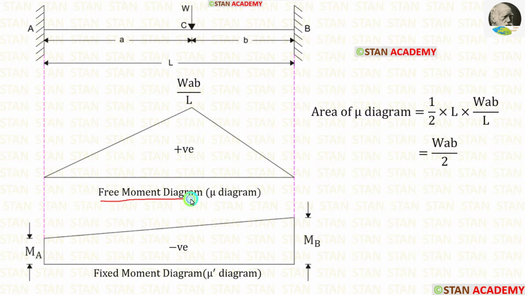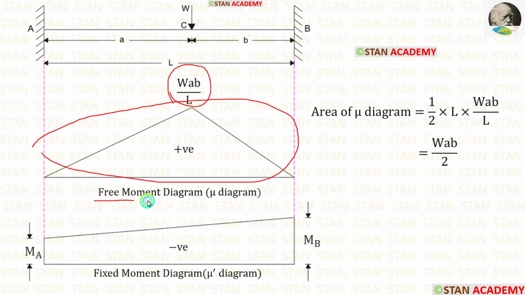One is free moment diagram or Mu diagram and another is fixed moment diagram or Mu dash diagram. To draw the free moment diagram, we have to consider the fixed beam as a simply supported beam and calculate the bending moment. If in the simply supported beam, a point load is acting eccentrically, the formula for the maximum bending moment is WAB upon L. In the same way, we draw the bending moment diagram for the simply supported beam. Here also, we have to draw. This is called the free moment diagram.